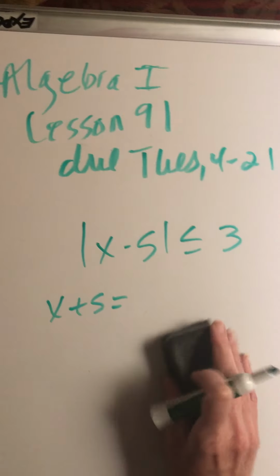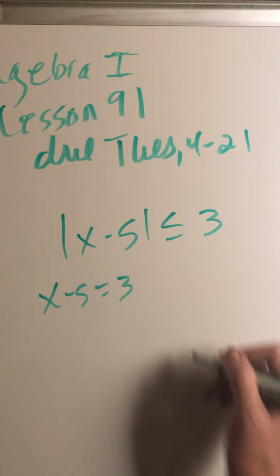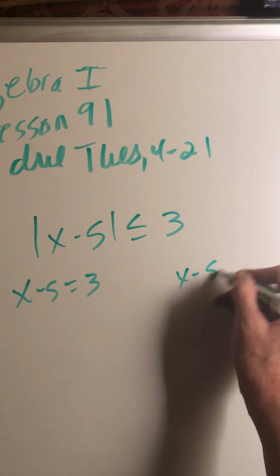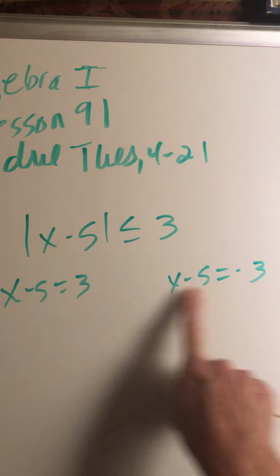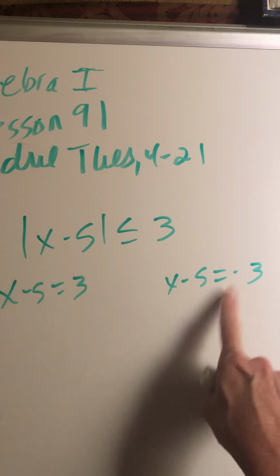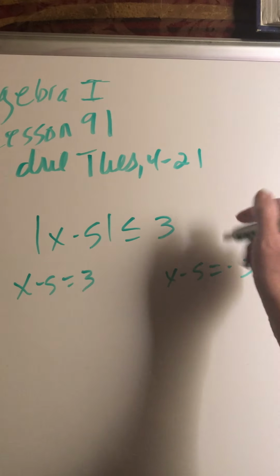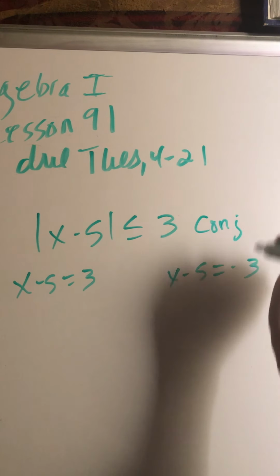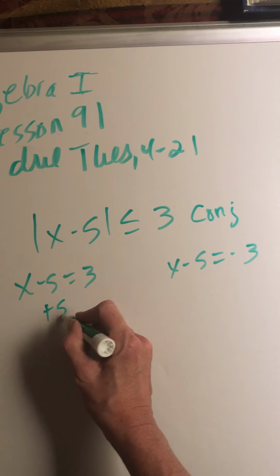Oh my goodness, I messed it up. You've got to make your two little equations where x minus 5 equals 3 and x minus 5 equals negative 3. Notice I am not using inequality signs here. Do not use inequality signs here. It will mess you up. That is the one inequality sign. It's already telling us it's a conjunction. So here use equal signs to find your boundary numbers, just like we've done before.